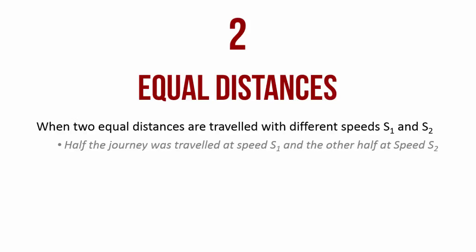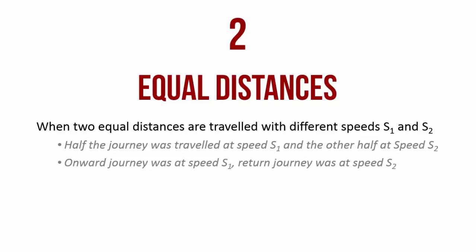For instance, you could cover half the journey at speed 1 and another half the journey at speed 2. Likewise, you can have an onward journey from point A to point B at speed 1 and the return journey from point B to point A at speed 2. The formula for this is average speed equal to 2 s1 s2 divided by s1 plus s2. Remember that this formula is applicable only when two equal distances are travelled with different speeds.